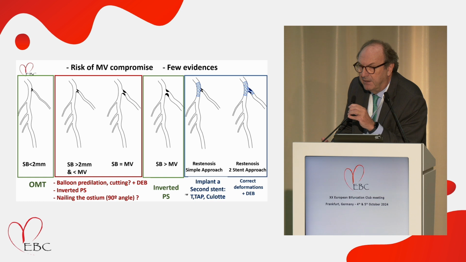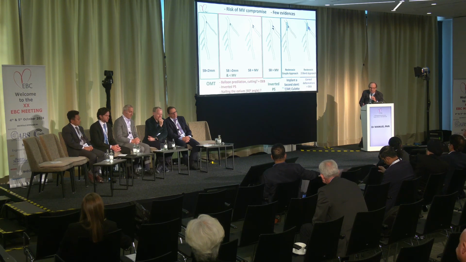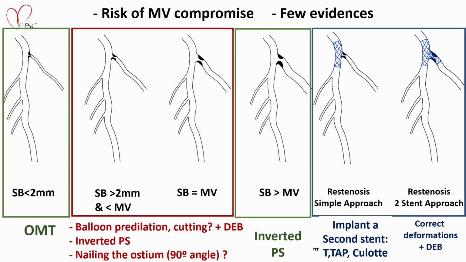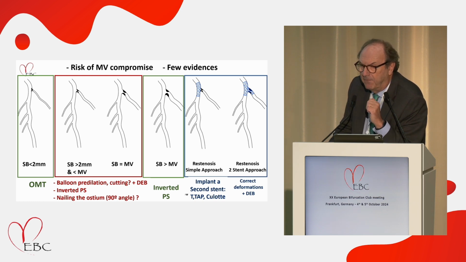And finally, regarding the Medina 001 in the setting of a restenosis, if the restenosis comes from a simple approach, you can complete the complex approach with two stents, with T-tap or culotte, or as Fernando mentioned, use again the DCB. If the restenosis comes from a two-stent approach, you have to use imaging, correct deformation, and the drug-coated balloon seems to be reasonable instead of a new layer of metal.